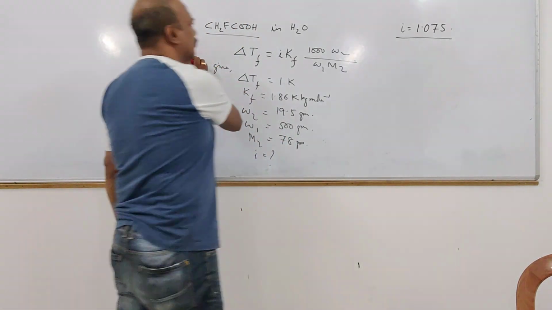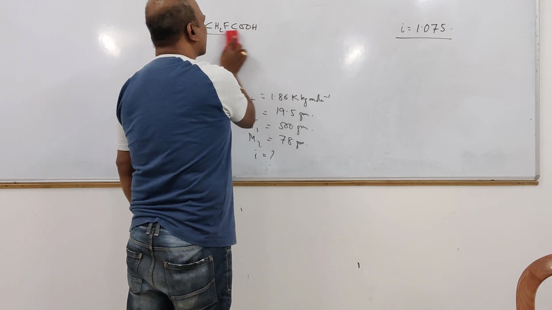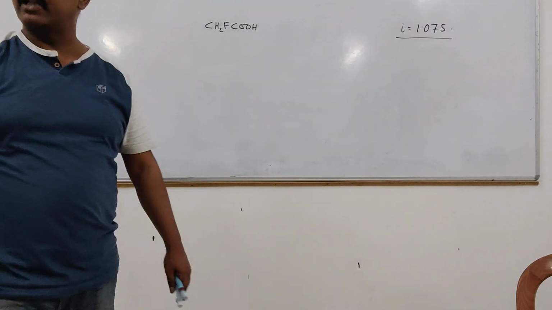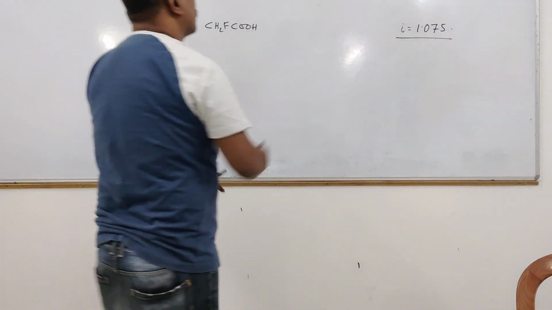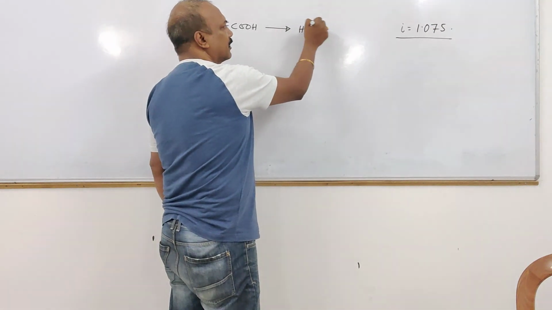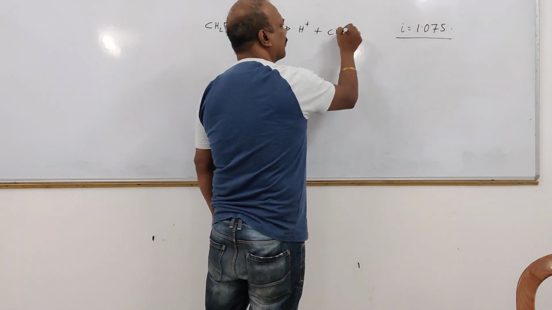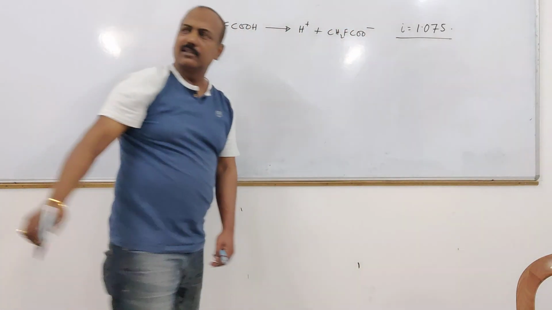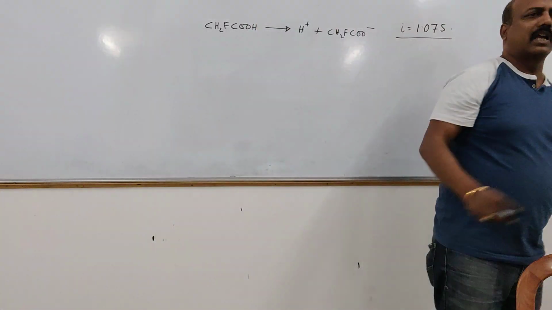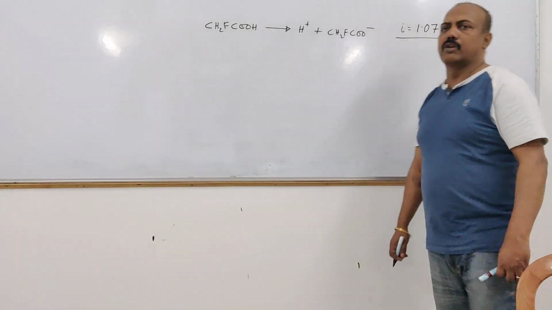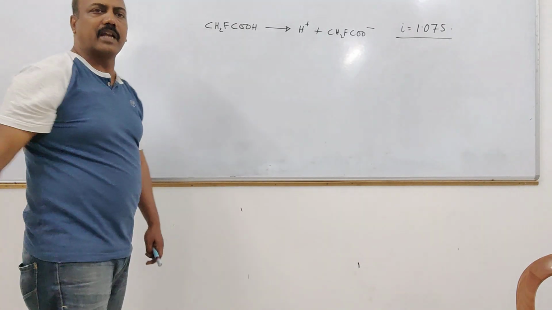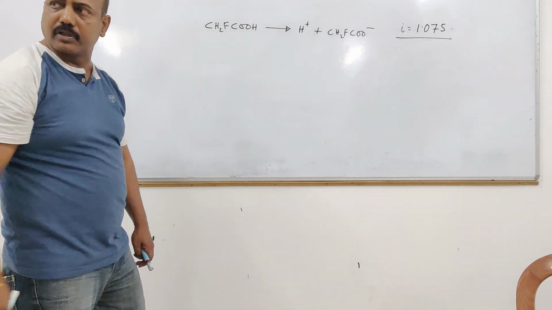Degree of dissociation. Now what is dissociated? CH2FCOOH is dissociated, right? CH2FCOOH will dissociate as H positive and CH2FCOO negative. We know that acetic acid dissociates like this, so fluoroacetic acid will also dissociate in this manner, H positive plus CH2FCOO negative. So again, the two lines, that's the important thing over here.